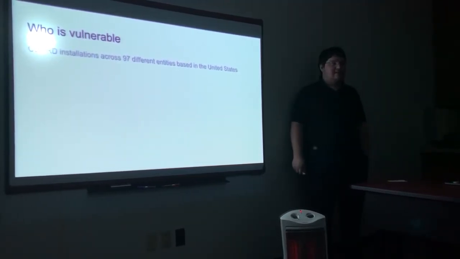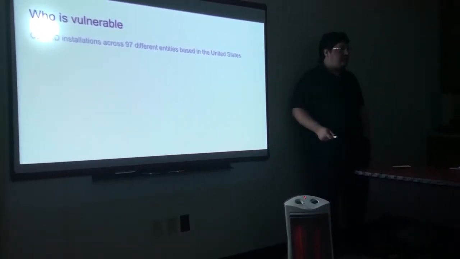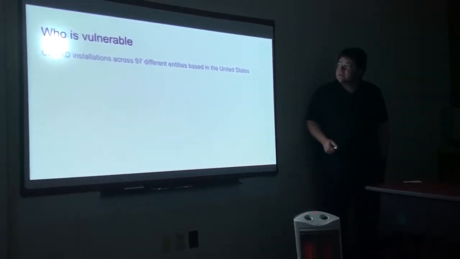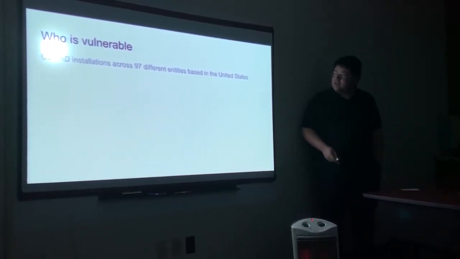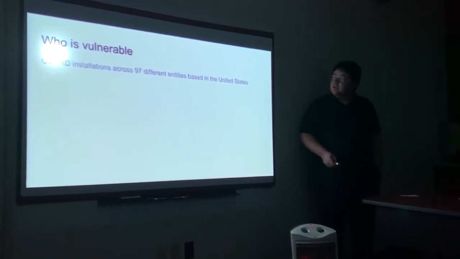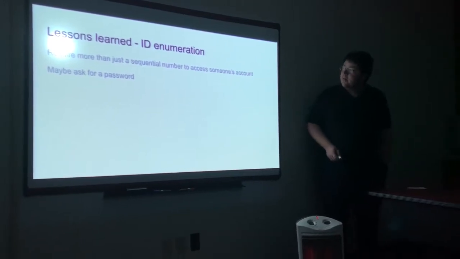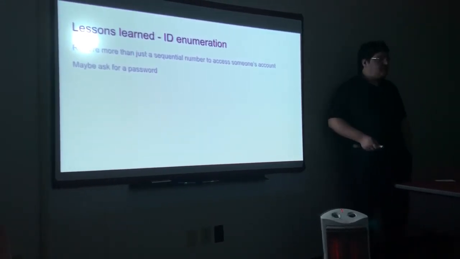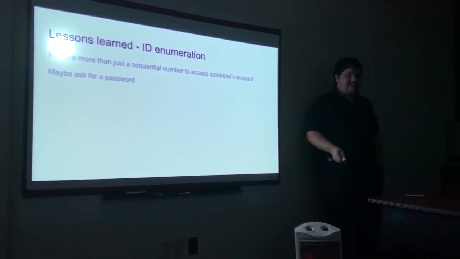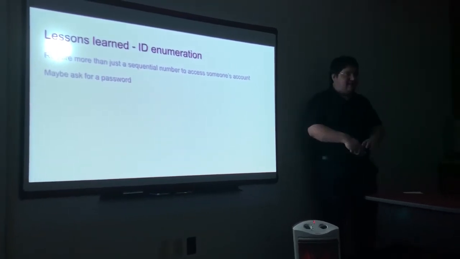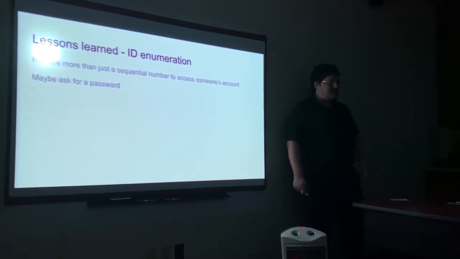So the bad news is that out of all the hundreds of universities online, there are about 97 in the US that do it the same way we do, where you just type the number in. So that's about 97 entities that an attacker could go ahead and potentially make fraudulent purchases on. So some lessons learned for ID enumeration. It's important to require more than just a sequential number to be able to access somebody's account. And if you're going to give them access to that person's account, don't go ahead and disclose extra information like, oh yeah, that ID number belongs to so-and-so, first name, last name.